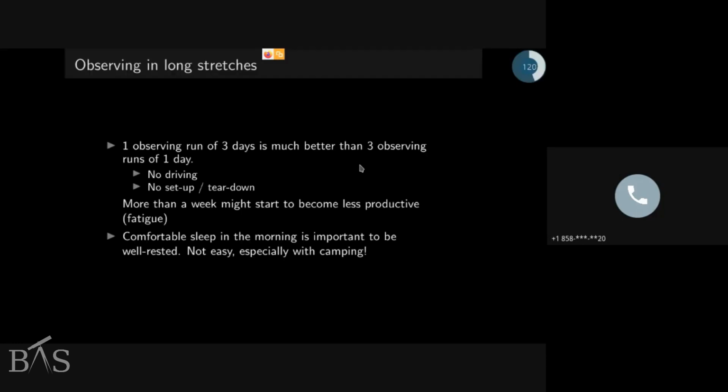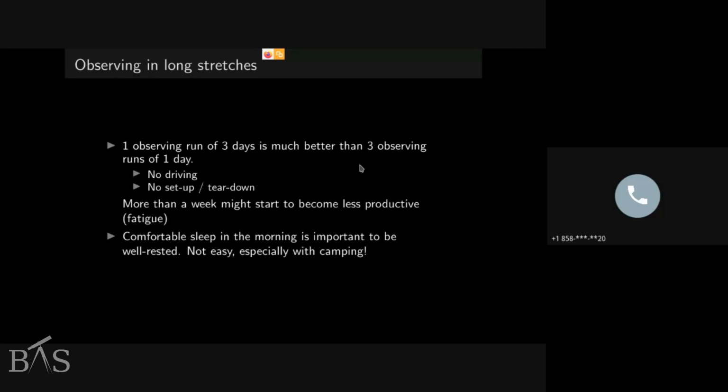a note about observing in long stretches. Observing runs of many days are better than many short runs. The reasons are obvious. There is no driving involved. There is no setup and tear down of your equipment involved. So observing one set of 3 days is much better than observing 3 separate nights. So try to observe for longer durations.